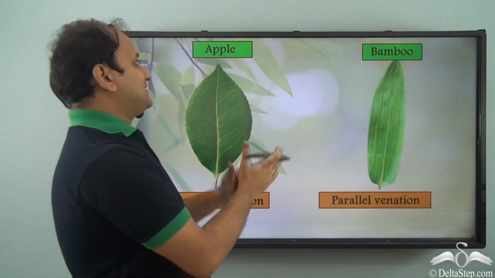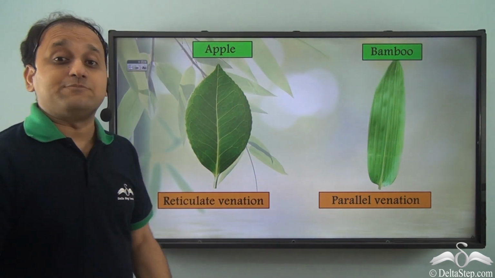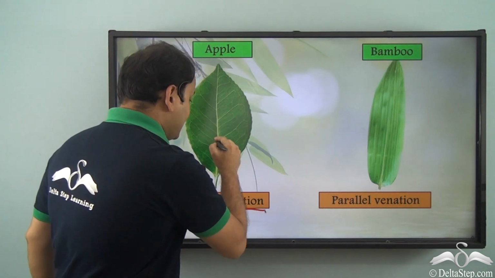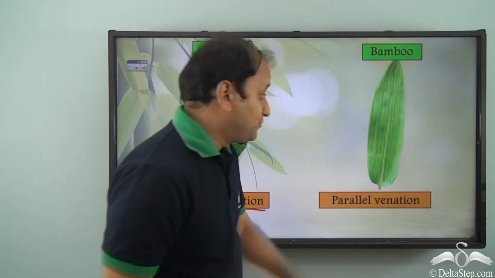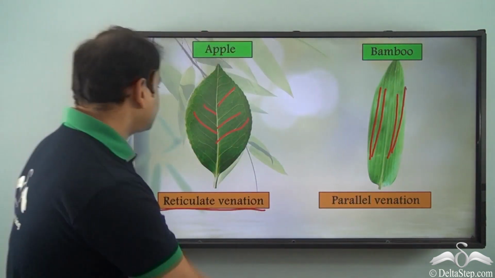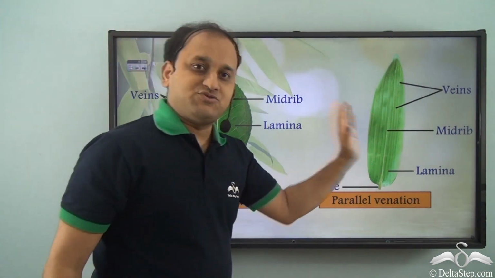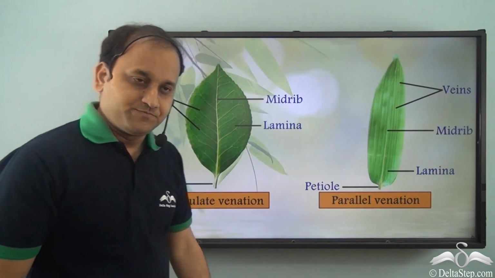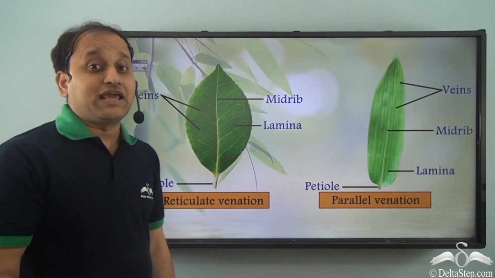So we have two common examples, apple and bamboo, and both of them show different types of venation. So in apple you can see reticulate venation, that is veins are branching out in all directions, and in bamboo you can see parallel venation, veins are parallel to each other. So when we talk about two different types of venation, we see that the basic structure is same in both of them. So the basic structure of leaf remains same, although the type of venation can change.